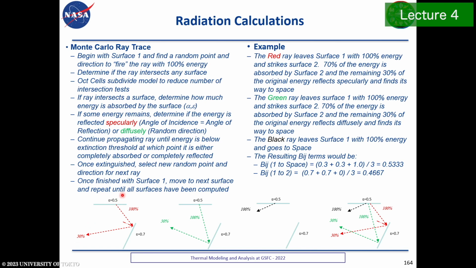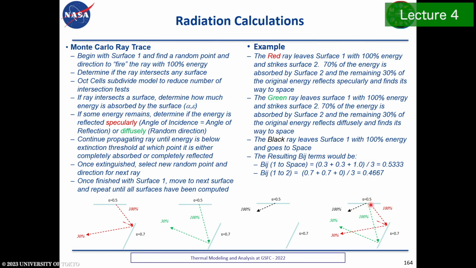So I fired one ray, now I fire a second ray, random direction, goes here. Again, 70% is absorbed, and the remaining 30% of the energy is reflected back out to space in a diffuse manner. This one is the third ray that I fired, and it immediately went to space, 100%.